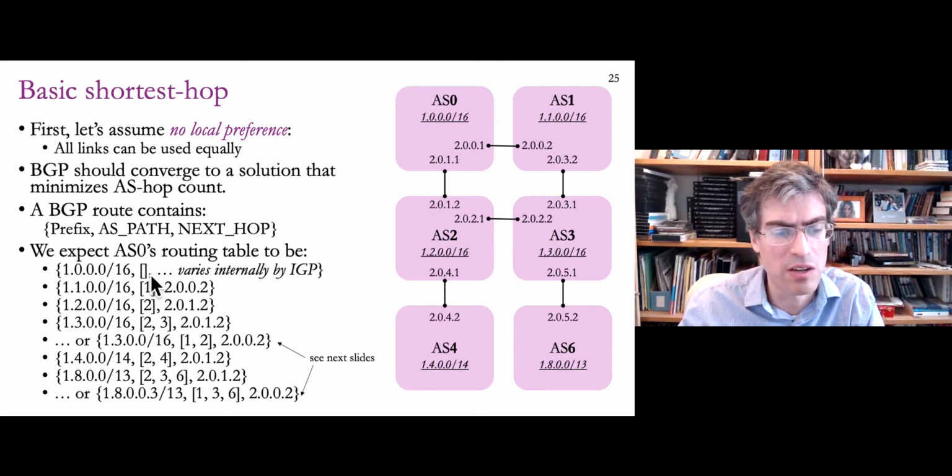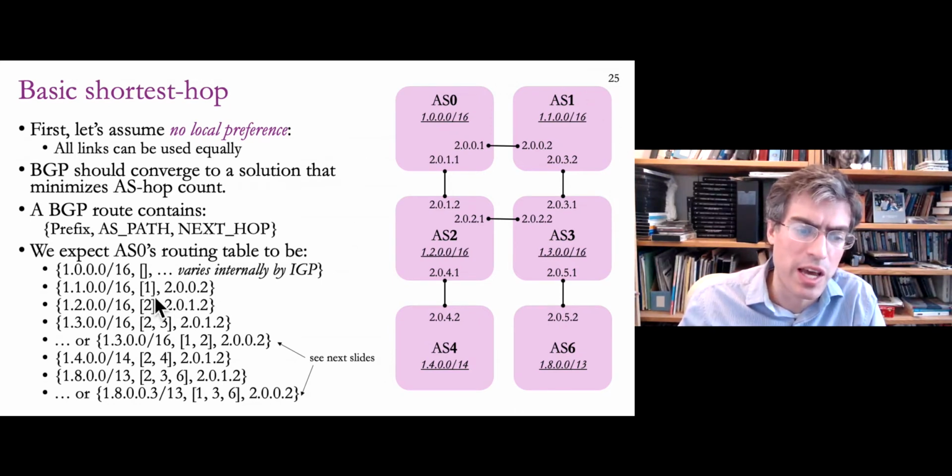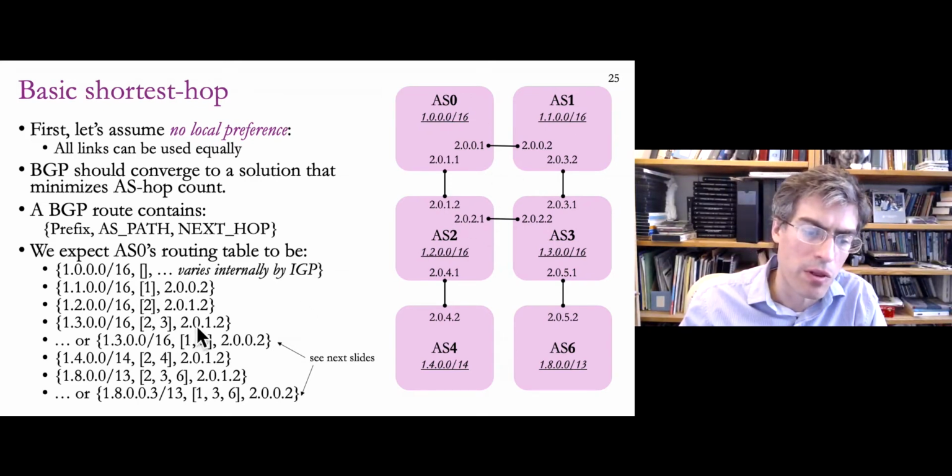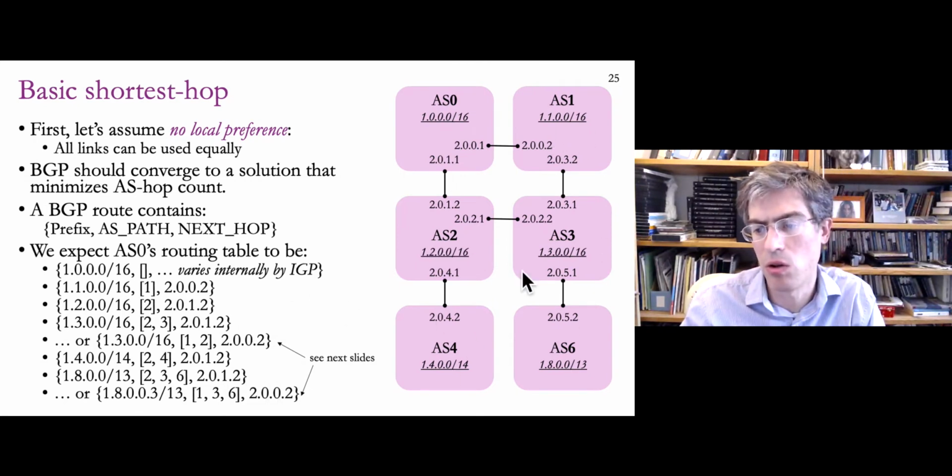But this is just kind of going to itself. The next one I have listed here, 1.1, is the AS to the right. And to reach that, we are going to send traffic to 2.0.0.2, which is this router on the right-hand side. So notice that for all these destinations, actually, the next hop is always going to be either 2.0.0.2 to the right, or below 2.0.1.2. So either we're going to go to AS1 or we're going to go to AS2. Those are our only choices for the next hop, regardless of who we're reaching across this whole little intranet.